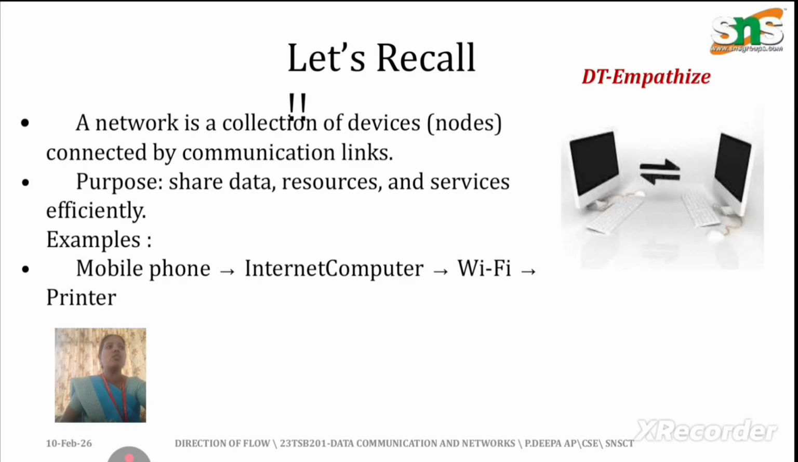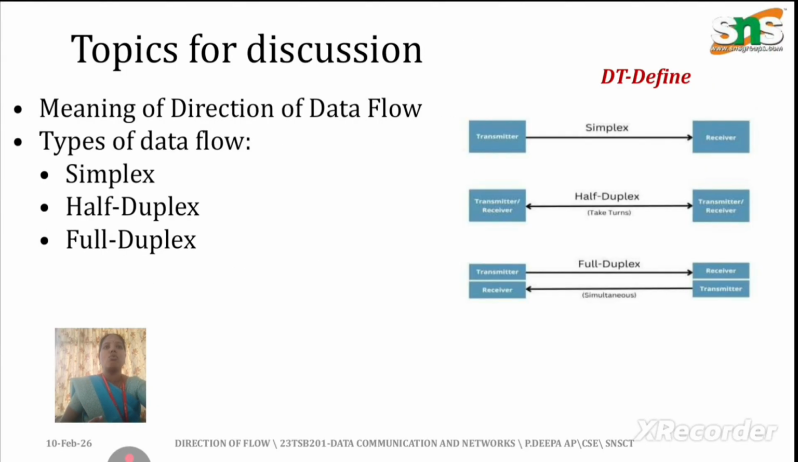But an important question arises here. How exactly does data move between these devices? Does it move in one direction, in both directions, or at the same time? This question leads us to the concept of the direction of data flow. The direction of data flow refers to the way data travels between two communicating devices. It explains whether data moves only from sender to receiver, or whether both devices can send and receive data.